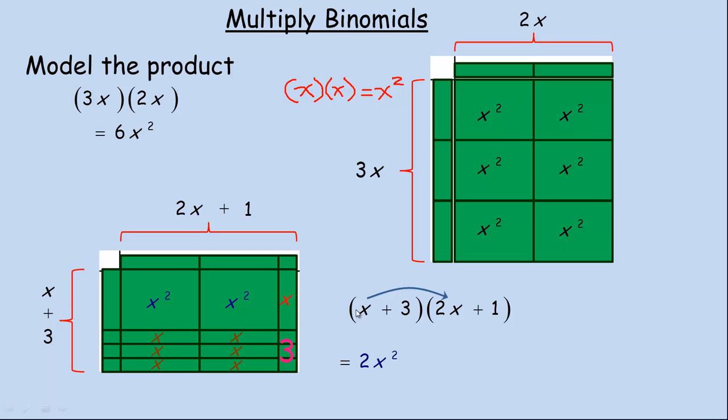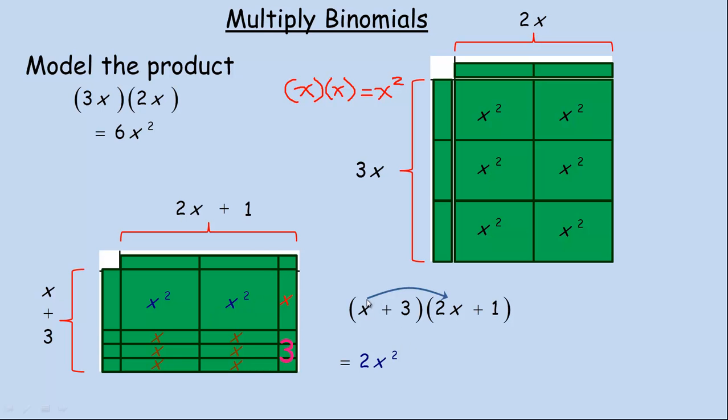1 in front of the 1x times 2 in front of the 2x. 1 times 2 is 2, and x times x gives you x squared. So that's that area there. This is actually the area of a rectangle that's x in this dimension by 2x in this dimension, because that's what we multiply to get the 2x squared, x by 2x. And so you get 2x squared.